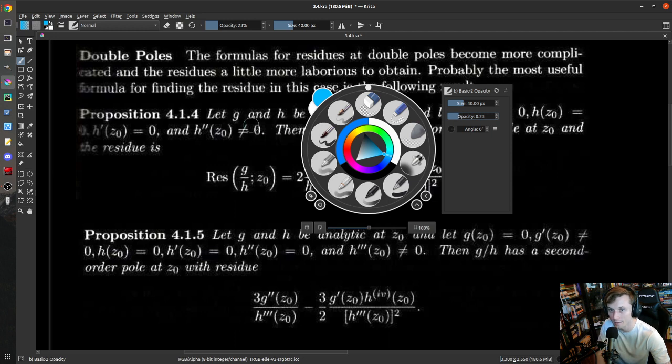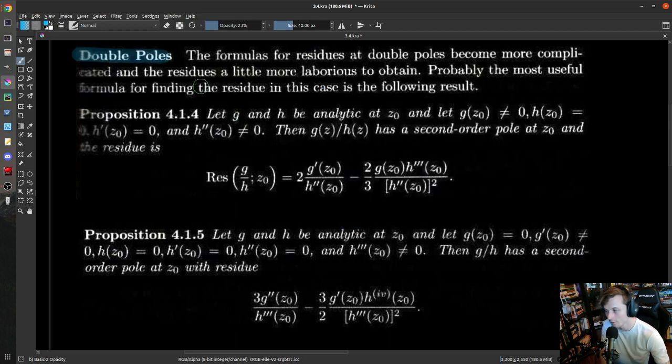Drop that opacity down. So, double poles. Now the formula for residues at double poles is a little bit more complicated. It's not too bad, but it's a little bit harder. So we'll do double poles. We'll give you a formula for it, then we'll give you a general way to approach higher order ones.